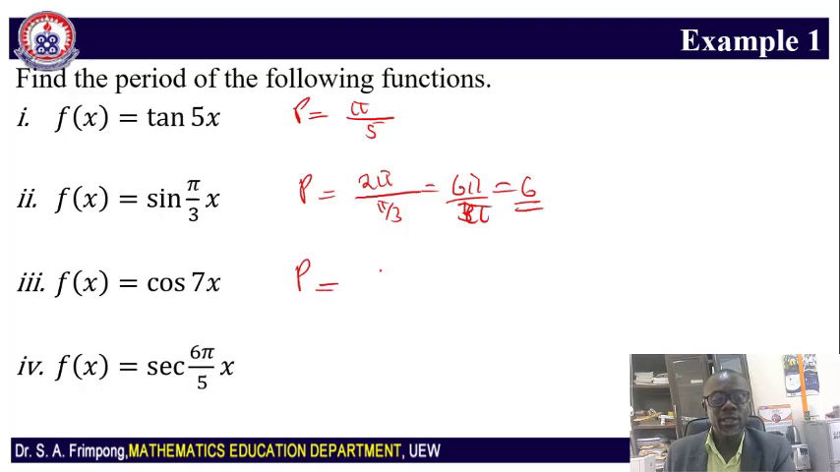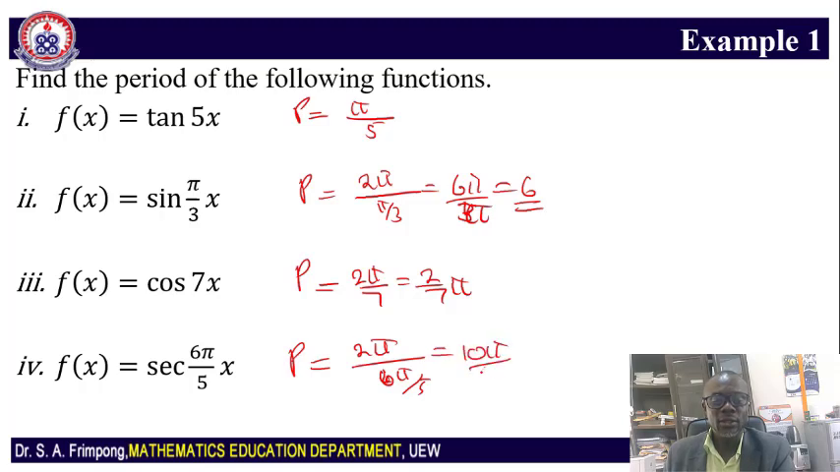Here the period is 2 pi over 7. It's also 2 pi because it's the reciprocal of cosine. So it becomes 2 pi over 6 pi over 5. That's our n. So that's going to give us 10 pi over 6 pi. The pi will cancel the pi. That's going to give us 5 over 3. So this is the period of 6 pi on 5x.